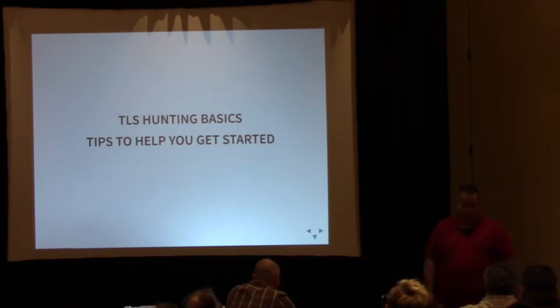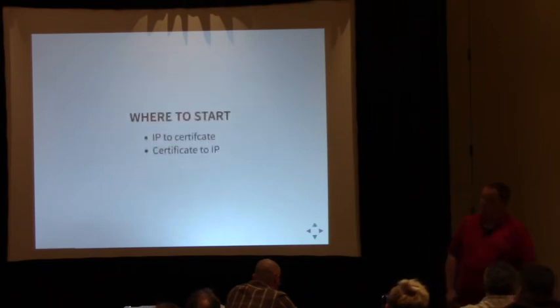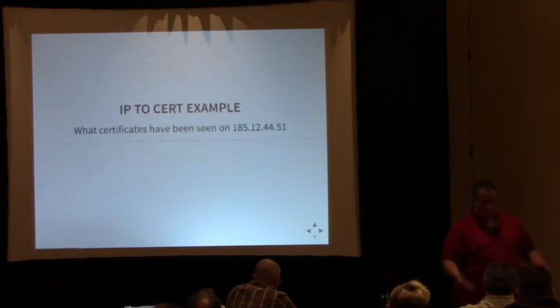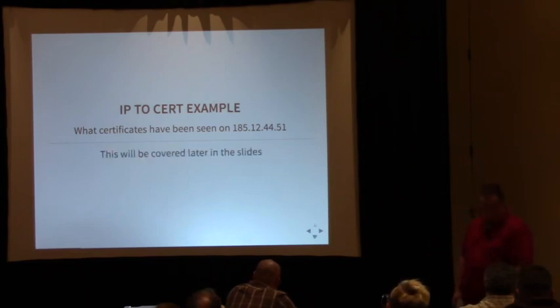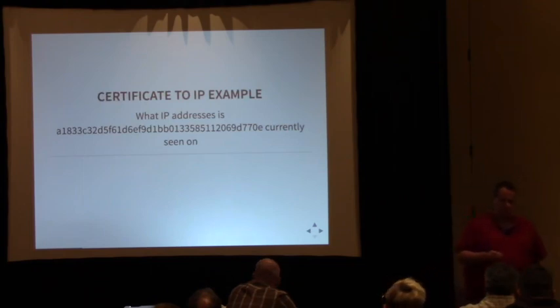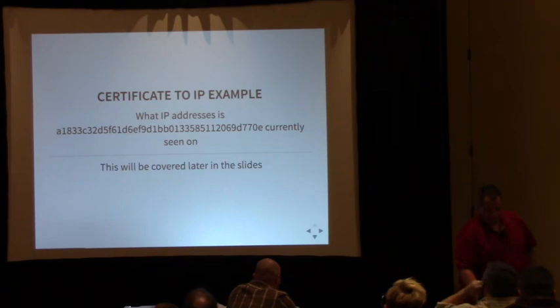So some basics. Where can you get started? It's actually really easy. Two basic searches to start with: an IP to a certificate, and a certificate to an IP. What do I mean by that? For instance, in this example, what certificates have been seen on this IP address? Well, this is one of my use cases. I'll go over that in a few minutes. And then, what IP addresses is this certificate currently being seen on? Again, this depends on the service you're going to use, which I will cover a little bit later.